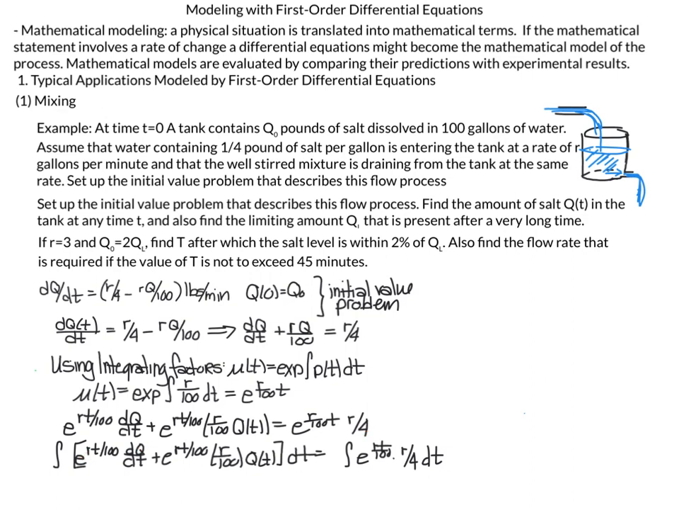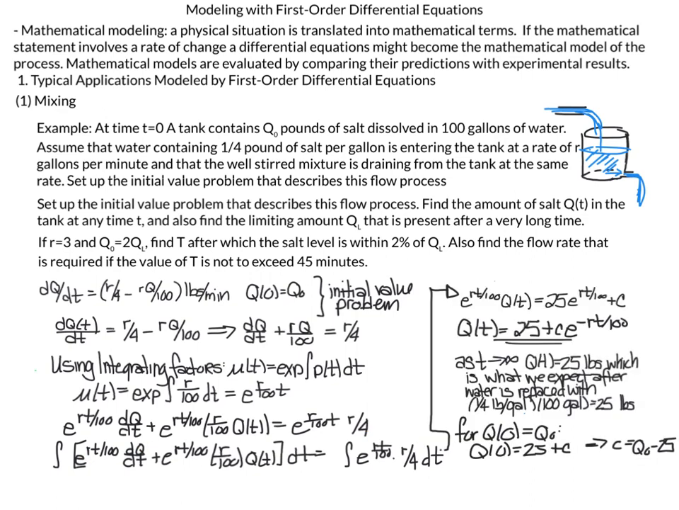Then I integrate both sides of the equation. And of course, the integral always looks ugly, but it's not that bad because remember, we chose our integrating factor, so the left side will integrate to be e^(rt/100) times Q(t). And that's equal to integrating the other side of the equation, 25e^(rt/100) plus C. So dividing both sides of the equation by e^(rt/100), we get Q(t) is equal to 25 plus C e^(-rt/100).